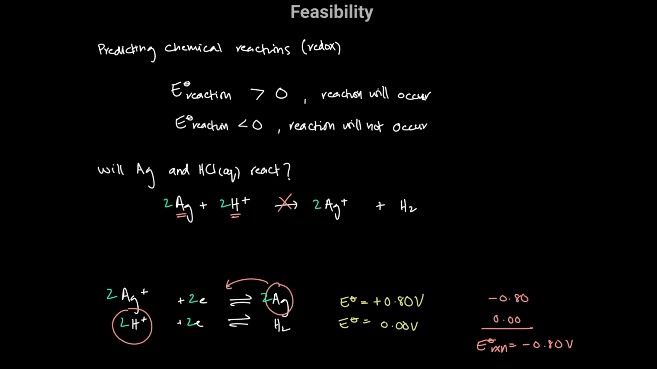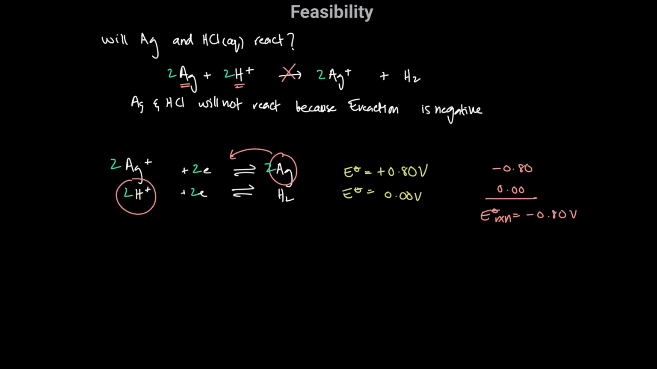So we can say that Ag will not react with HCl, because the value of the potential for the reaction is equal to negative 0.8 volts. So it's negative, and therefore the reaction will not occur.